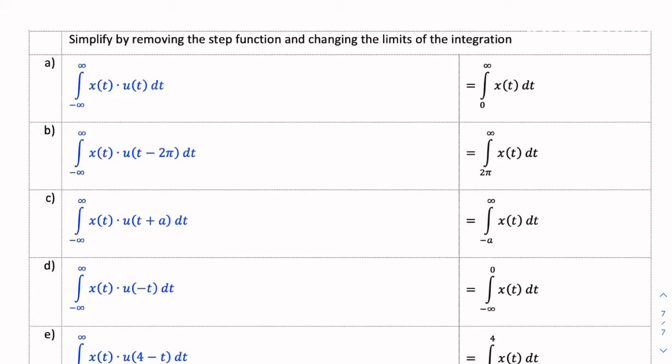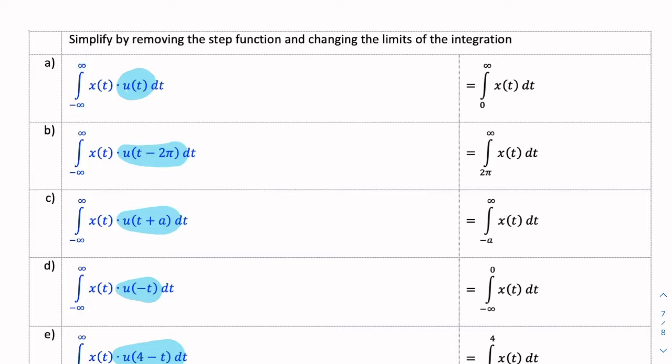In this question, we're asked to simplify these integrations by removing these limits or by changing these limits. We're going to do that by using the fact that we have these unit step functions. And remember, a unit step has the effect of changing the limits of the integration.